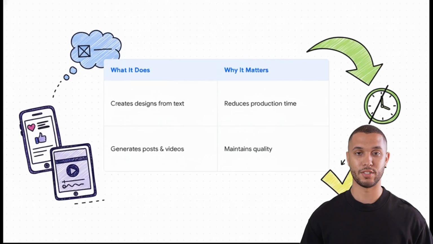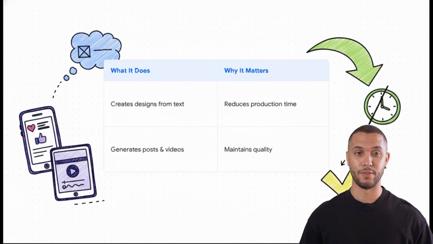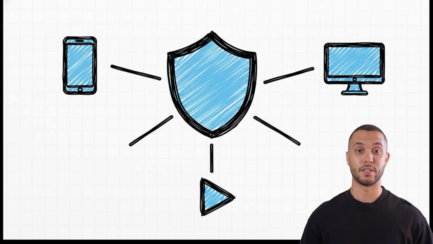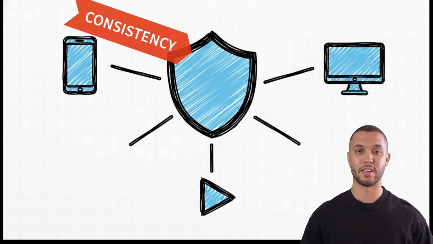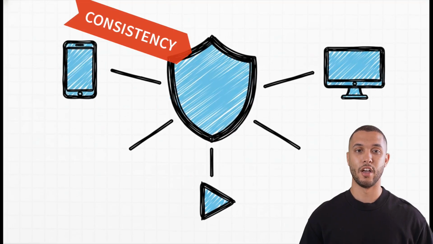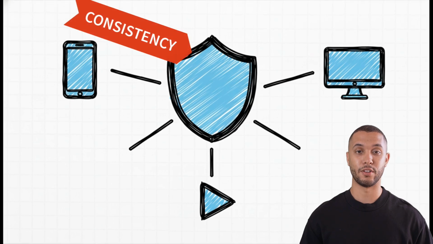The big takeaway is super simple. You can slash your production time without having to sacrifice the quality of your visuals at all. And this really gets at the bigger picture. This isn't just about making one cool-looking post. It's about having the power to build and maintain a consistent professional brand identity across all your platforms, but with just a fraction of the effort it used to take.